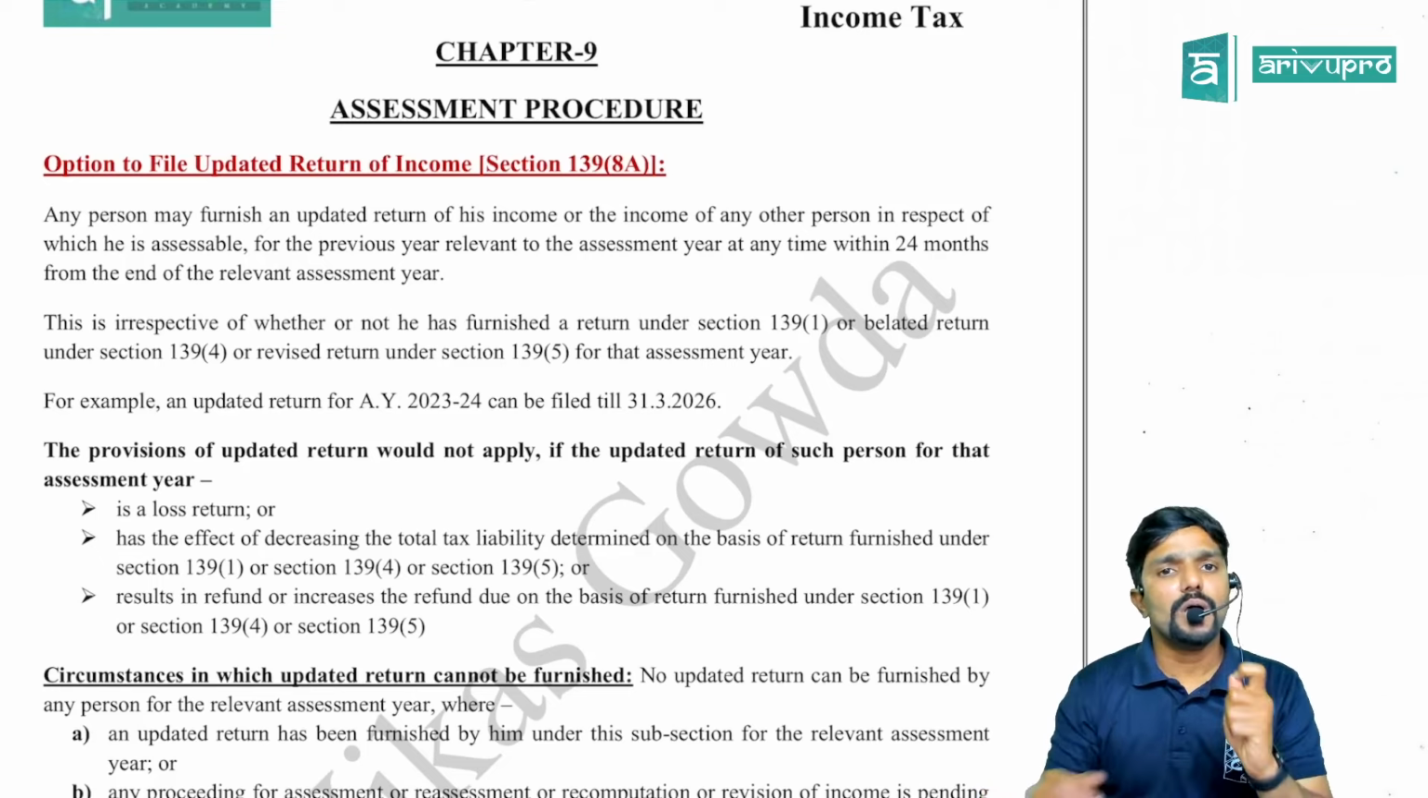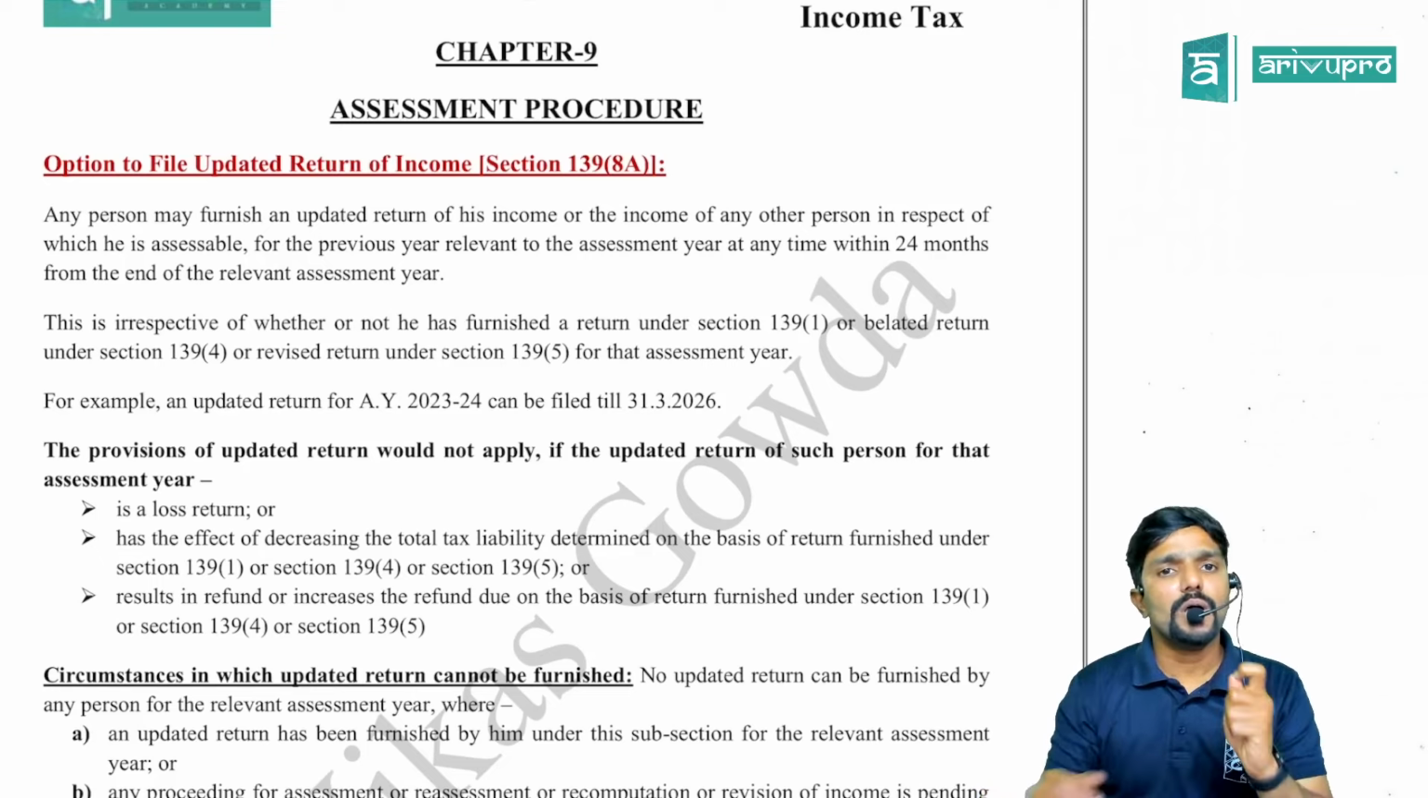Assume the updated return I have filed on 15 February 25. I have already filed an updated return. Sir, can I file one more updated return? Assume it is on 10th September 25, within the time limit, but can I file one more updated return? No, it is not allowed. Only one updated return for one assessment year. That's all. You cannot file 2 updated returns for the same assessment year, guys. Okay.